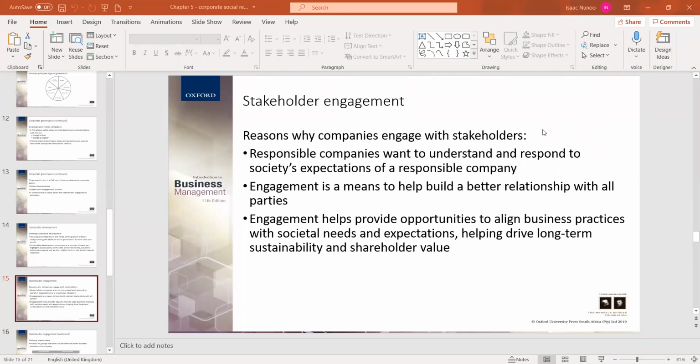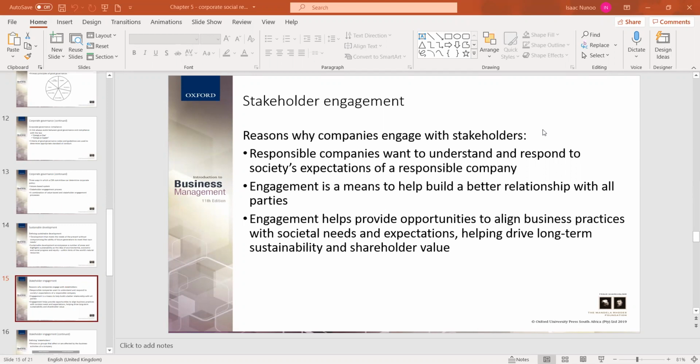So earlier we talked about the stakeholder engagement process. Why would a socially responsible company want to engage in stakeholder engagement? They will do this to ensure that responsible companies undertake and respond to society's expectations of what it means to be, for example, a responsible manufacturer, marketer, and employer. Another reason for this engagement is to help build better relationships.